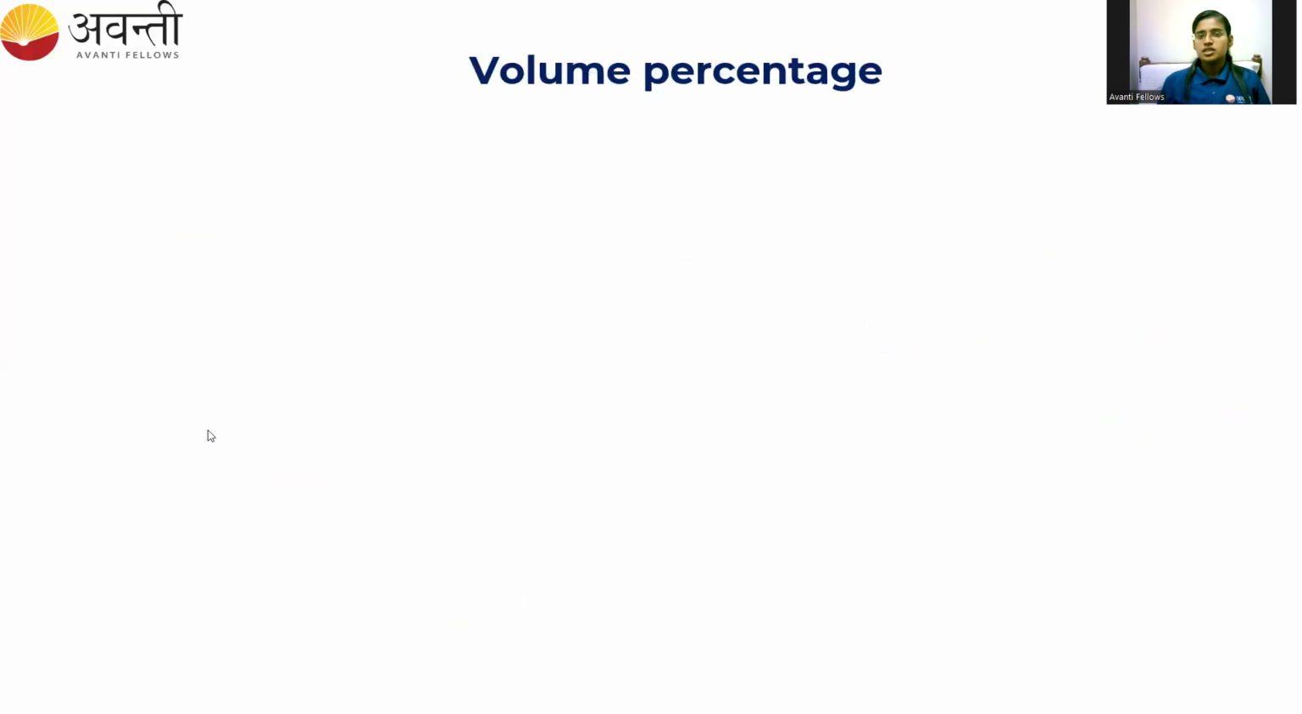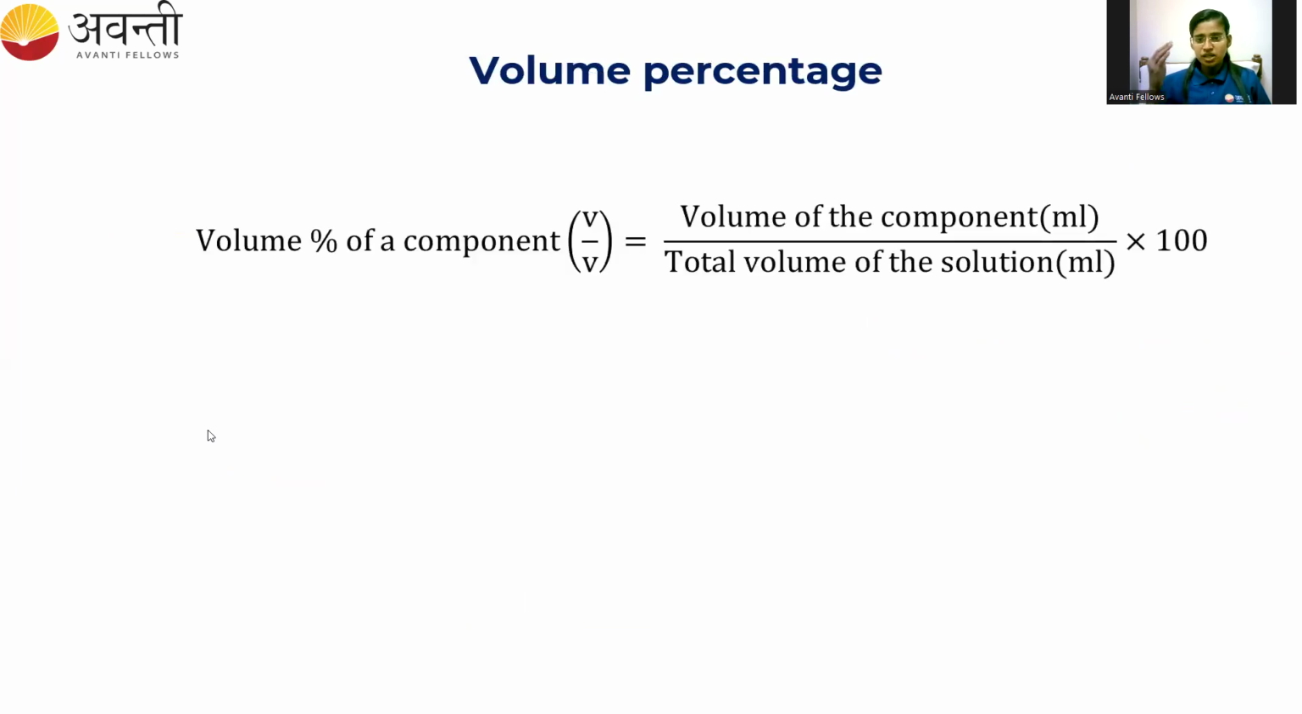Second is volume percentage. So what is the volume of a component? Here it is denoted by V by V, because in the numerator we are going to have the volume, and in the denominator also we are going to have the volume. So the formula is the same as that of the previous case. Instead of mass, you have to put volume. Volume of the component in milliliter divided by the total volume of the solution, also in milliliter, into 100.